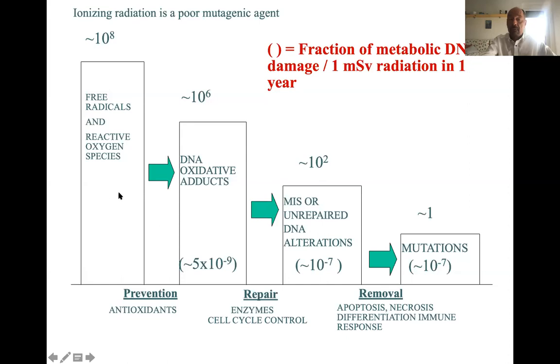So you see, of course, what happens here is the prevention. You can have antioxidants that reduce this passage, repair that reduces this passage, and removal, for example apoptosis, necrosis, reducing this last passage here. So 10 to minus 7 is an unbelievably low number. So you wonder, why do we care about 1 millisievert of radiation? Well, apparently so.